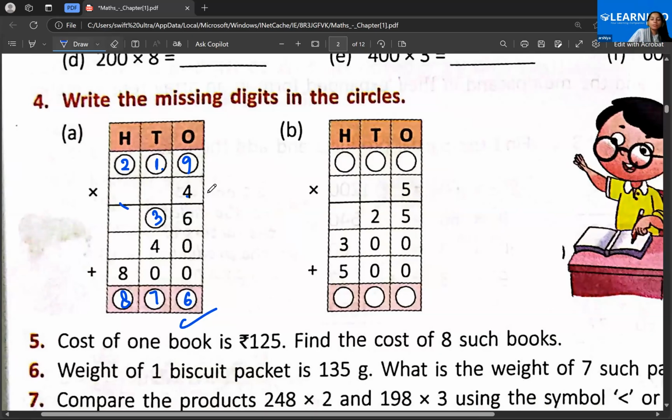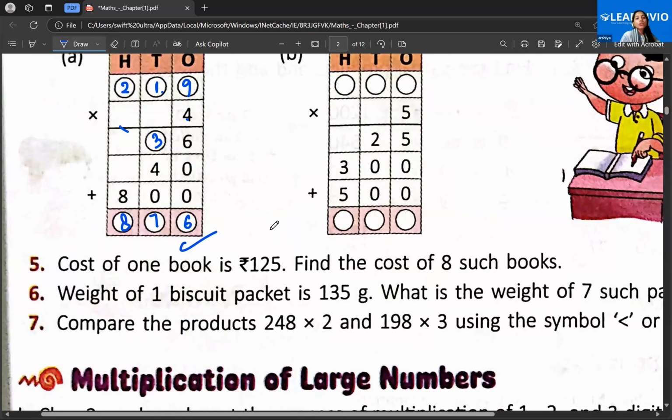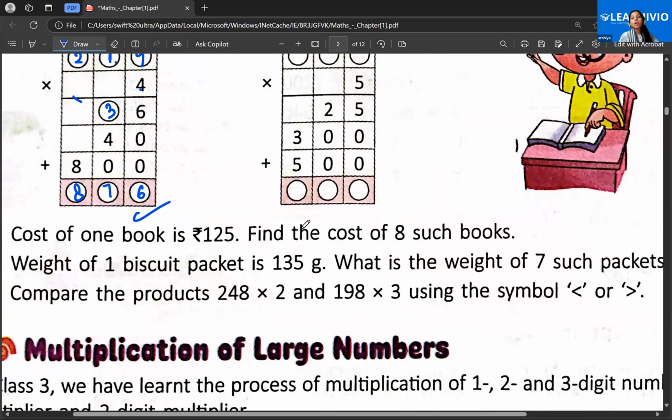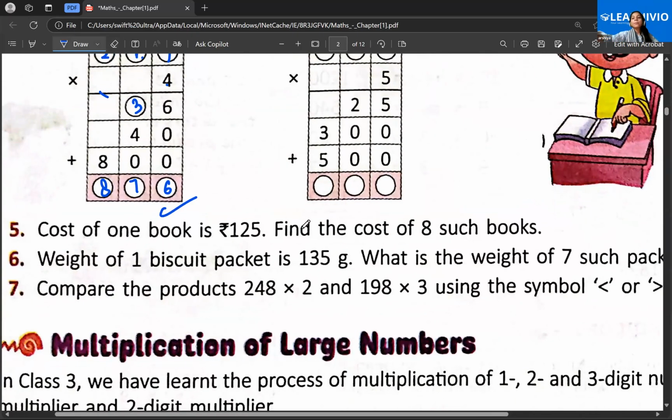Now there are a few word problems. Cost of one book is 125. Find the cost of 8 books. Okay, so let me make you understand. Basically they've given that one book is for 125 rupees. How much will the 8 books cost?